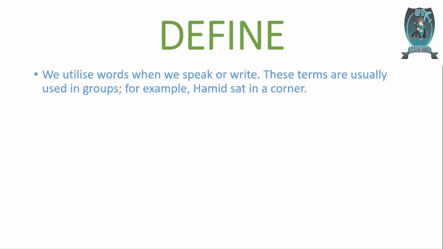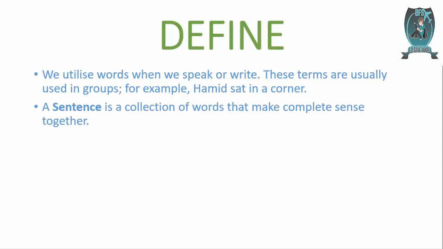So you can see we utilize words when we speak or write. These terms are usually used in groups. For example, Hamid sat in a corner. So you can see this is a group of words that makes a sentence. So how can we define the word sentence? A sentence is a collection of words that make complete sense together.